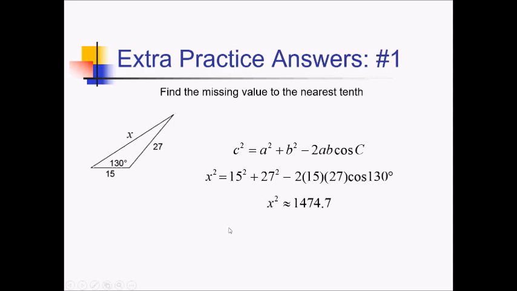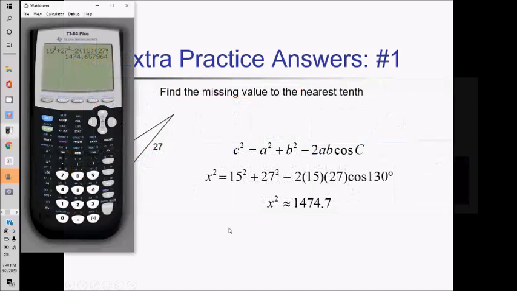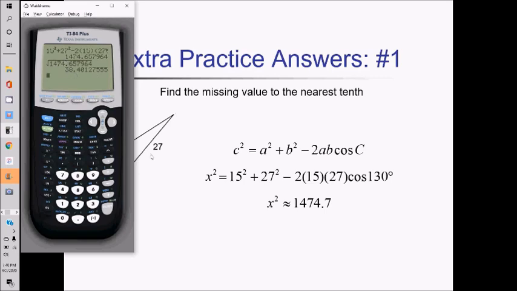To get x, I have to go back to my calculator, and let me just do square root, arrow up to get my output from before, and pressing enter and putting that in there, pressing enter again, I end up with 38.4.